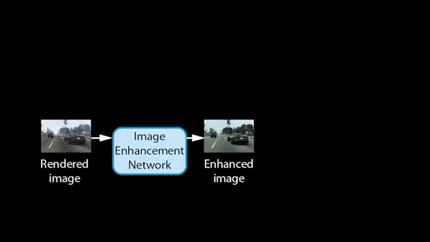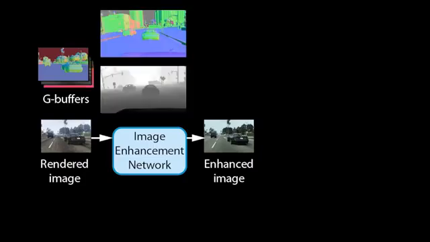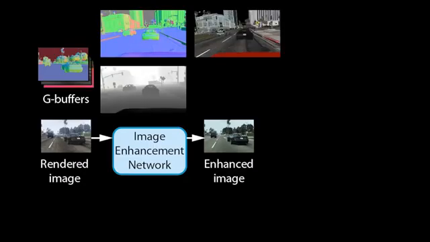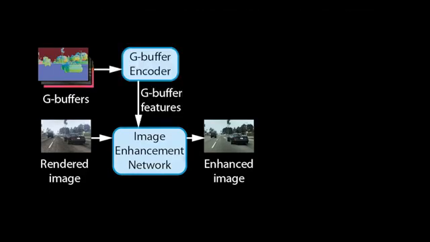Our method takes a rendered image from the game and passes it through an image enhancement network to produce an enhanced image. We further extract a set of rendering buffers, called G-buffers, produced by the game engine. G-buffers contain geometric information such as surface normals or distance to the camera, material information such as albedo or glossiness. They may also contain information about the lighting in a scene. We pass the buffers through a G-buffer encoder network to produce feature tensors at multiple scales. The tensors encode the information about the rendered scene.